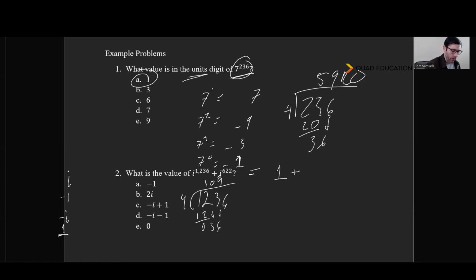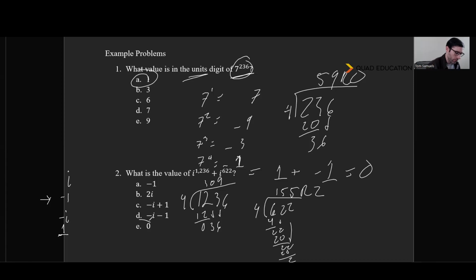And then let's do 622. So 622 divided by 4, there's 1 there. And 22, that's going to be 5. And we got 20 and 2 left, 155. And then what we have here is 2 left over, so remainder 2. And so our second term in the pattern is -1. So that's going to be 1 plus -1, and that is 0.